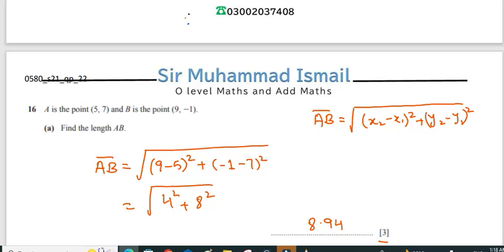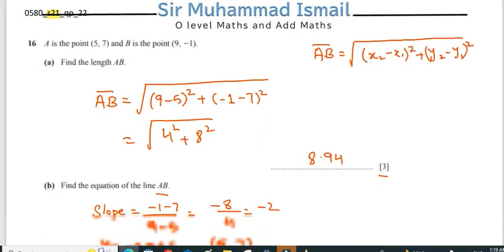Now let me move on to the next part, in which the question from 2021 is included. The question gives us 2 points, and you have to find the length, that is the distance between 2 points. It's very simple. The formula is written over here: root of (x2 minus x1) whole square plus (y2 minus y1) whole square. When you put the values of x1, y1, x2, y2 into the formula, you will come up with the answer 8.94. You can also solve it with the calculator.